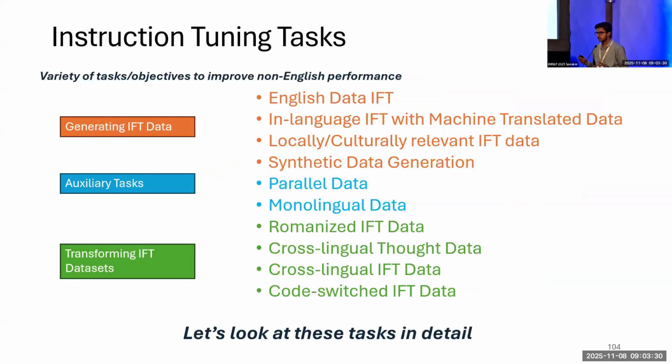So this slide summarizes what we'll be going through. One, obviously, we need the instruction following data. And in addition to that, we would also want to train it on auxiliary tasks. And in the end, we look at how we can transform existing IFT datasets using simple transformations. So yeah, let's look at these tasks in detail.